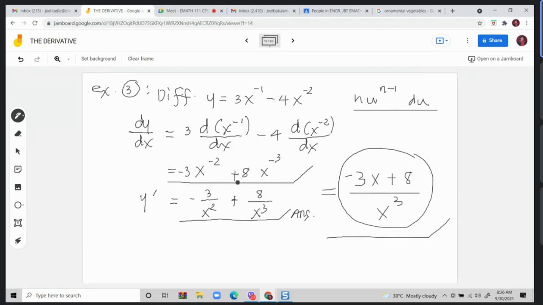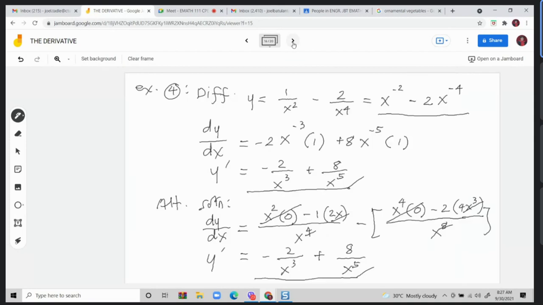Negative 3x to the power negative 2 plus 8x to the power negative 3, or this one, ginahantaan negative 3 over x squared plus 8 over x cubed, or equal to this, negative 3x plus 8 over x cubed.